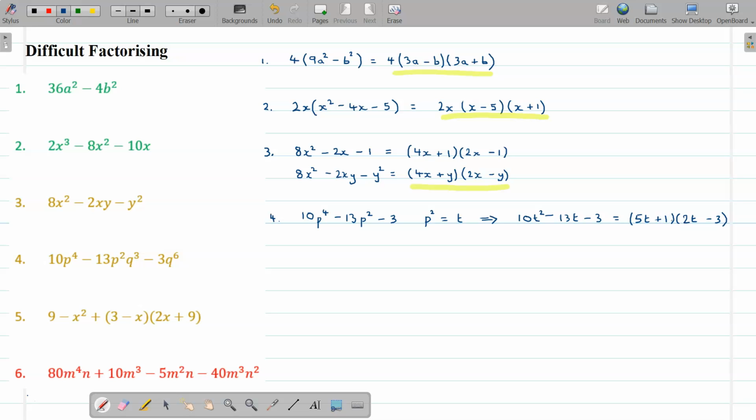Now I could go back and replace the t with p squared again, but it's easier to see it like that as a quadratic when you haven't got these higher powers in. Now, let's just return then to that. So it's 5p squared, instead of 5t, plus 1 and 2p squared minus 3.